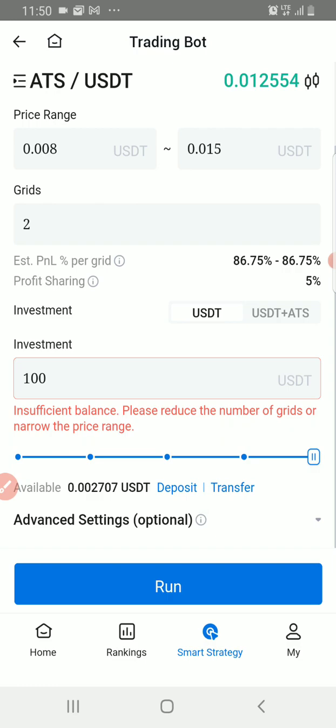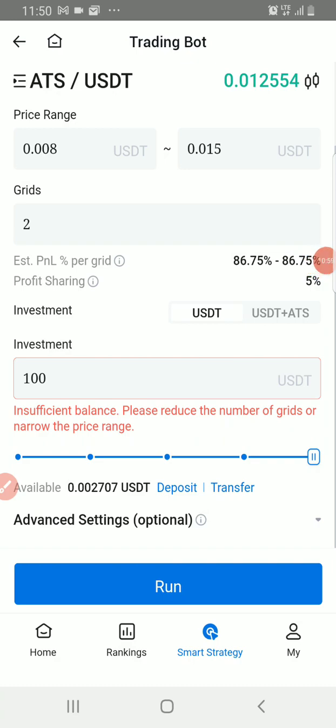So it's 86.75%. That's what we are targeting per grid. Per grid means per every trade execution, so after it has bought and sold, that's one grid. When it buys and sells, that's one grid. So that's it, guys. I guess you now understand that.